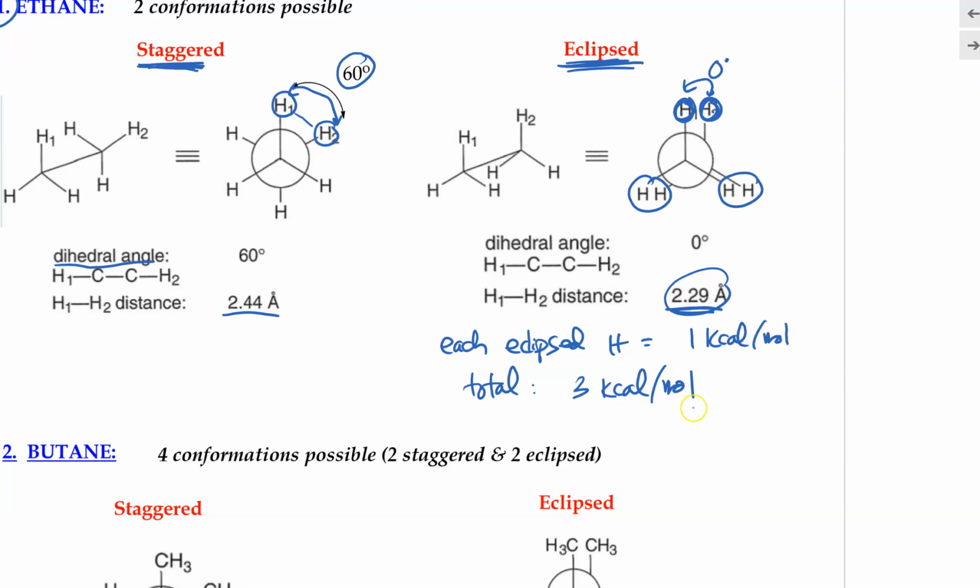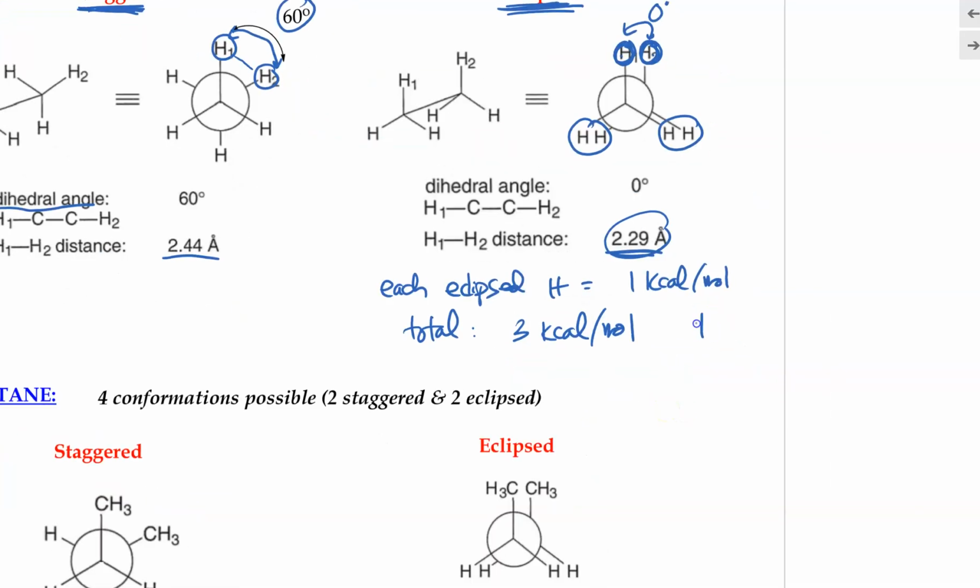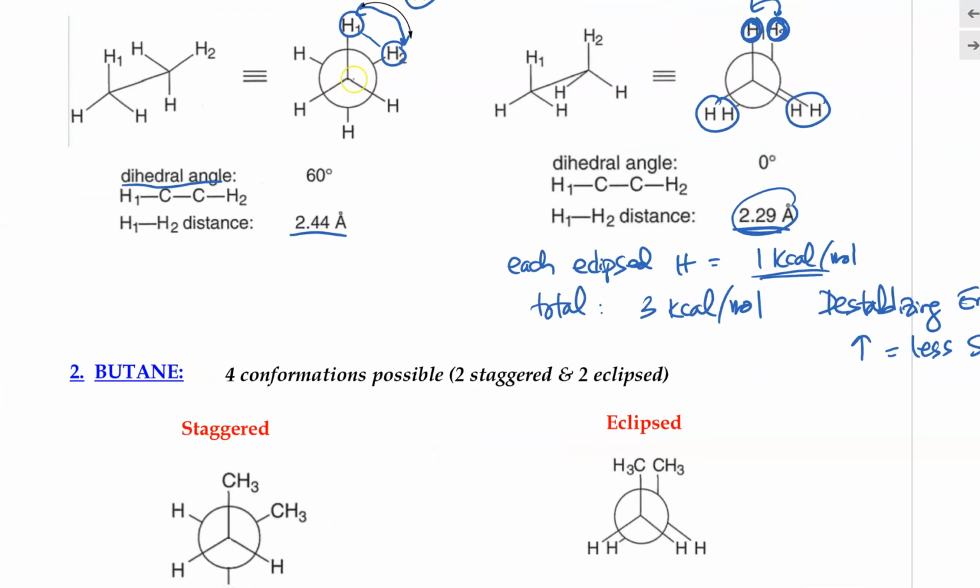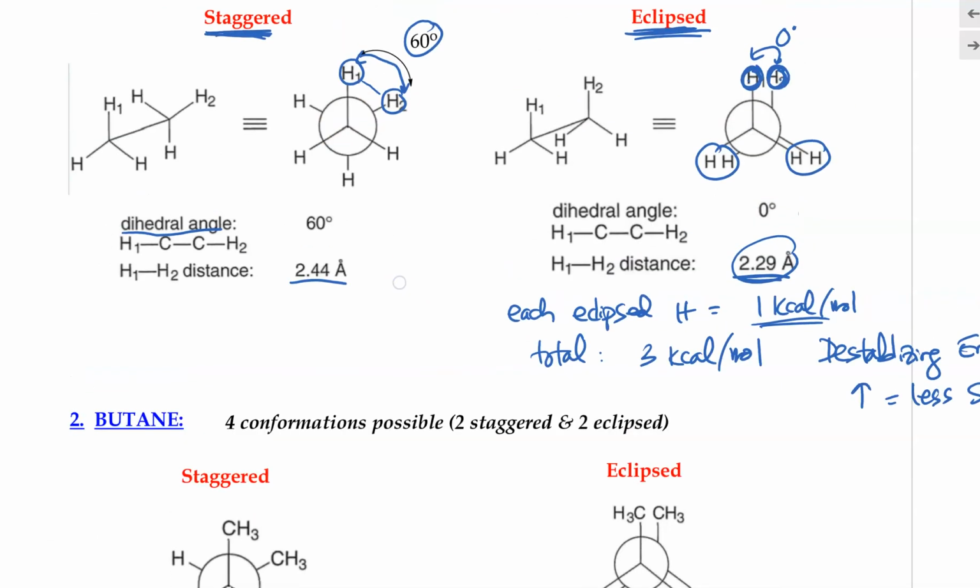And this is basically the destabilizing energy. The higher this destabilizing energy, the more unstable it will be. Then the higher it is, it means less stable. And this value right here, 1 kilocalorie per mole, is set relative to the other conformation that would have none. So in the staggered conformation, there would be 0 kilocalories per mole.